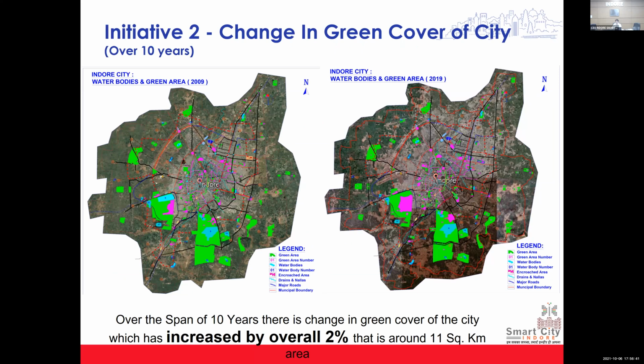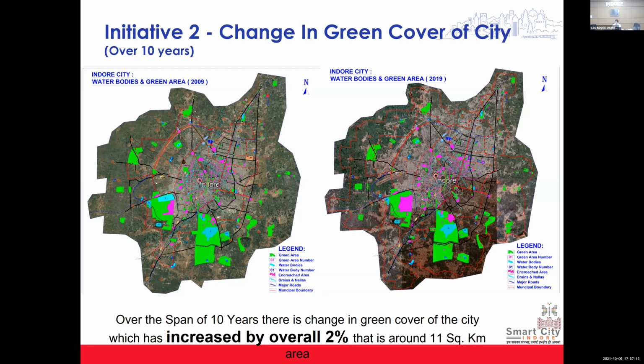Now coming to the next initiative, it is basically the increase in the green cover of the city. Now again, I can very proudly say, whereas all across the globe we can see that the green cover is reducing, in Indore we are actually witnessing an increase of overall 2%. That is basically 11 square kilometers of new lungs of the city that we have created in the past 10 years. So this is one very healthy initiative.